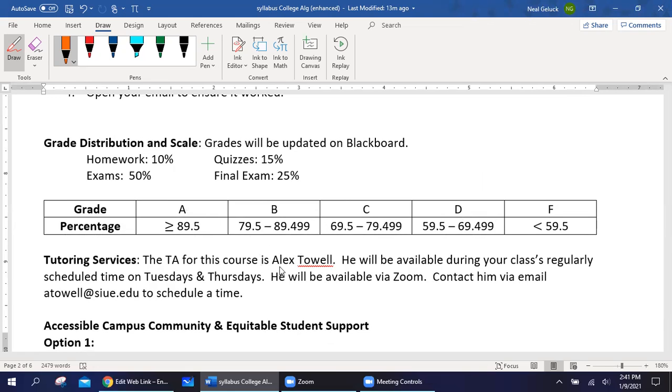There is a TA for this course, Alex Towle. He will be available Tuesdays and Thursdays during your class's time. So please email him. You've got the email here to schedule a time. And he can help you with homework problems, getting ready for quizzes, just general questions. You can Zoom with him.